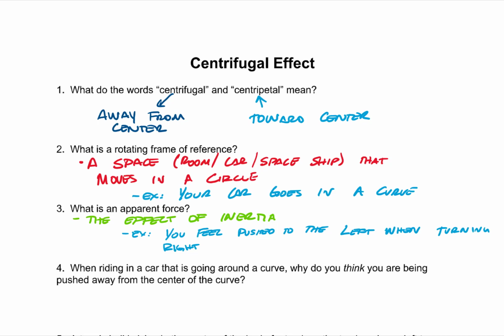Another example of that is that you feel pushed back in your seat when you accelerate forward. In reality, your seat is pushing you forward, but you feel the effect of your inertia, so you feel pushed backwards in your seat. But there's no force that's pushing you in that direction. There's no force pushing you to the left. It is an apparent force.